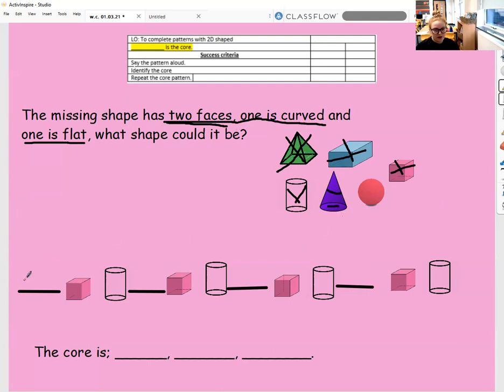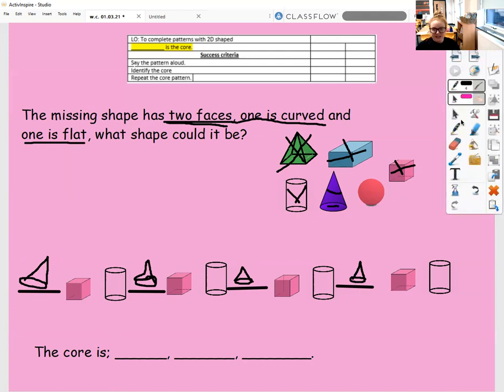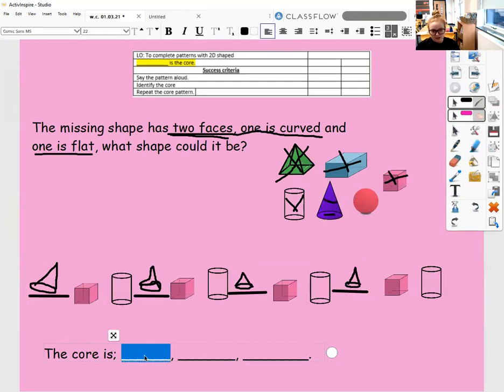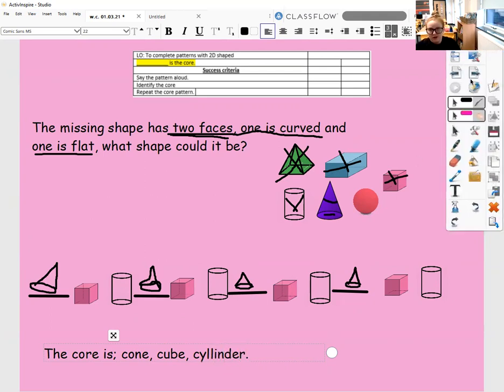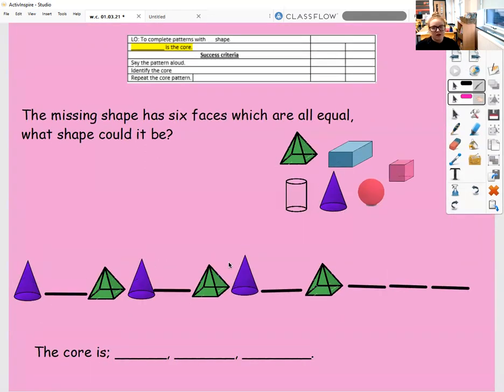So I'm going to draw my cone into my pattern. Difficult to draw a cone as well. 3D shapes are a bit tricky to draw, especially with a mouse. So I'm drawing my cone into my pattern. And now I'm going to identify the core. So the core is cone, cube, cylinder, cylinder. Fantastic.